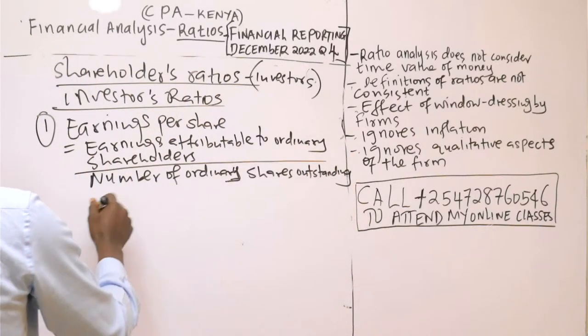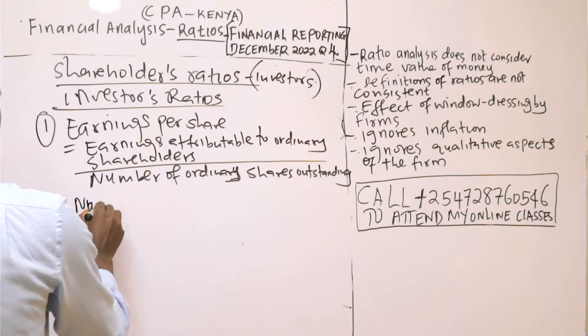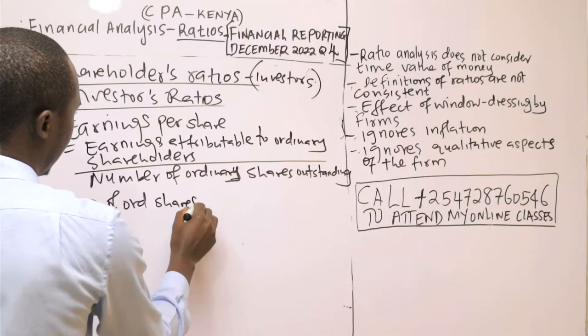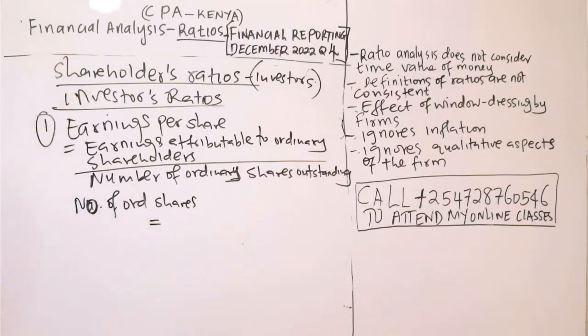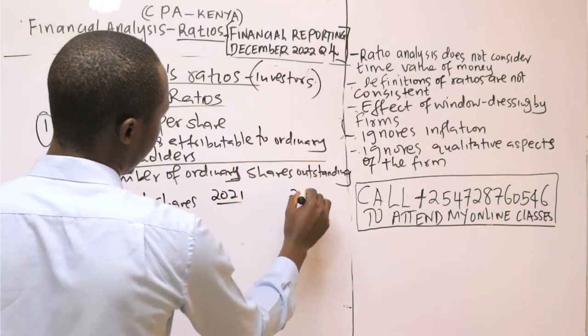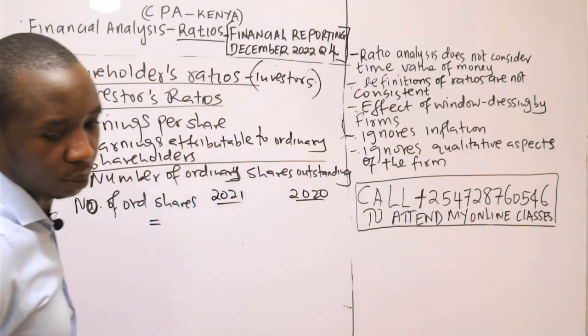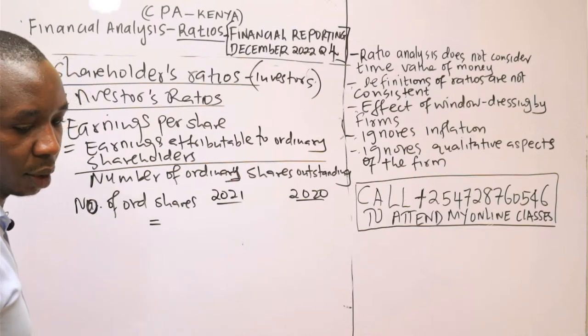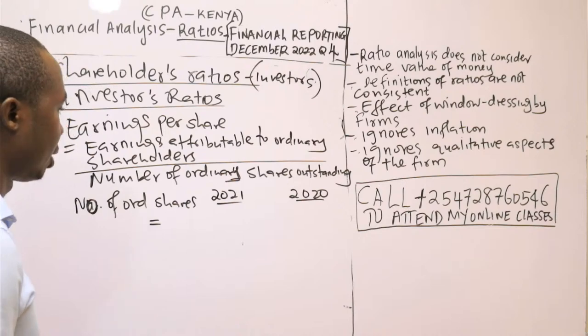So how do you get the number of shares outstanding? Let's get the number of ordinary shares. Remember that we have two years, 2021 and 2020, because we do it for the two periods. If you go to the statement of financial position, you have the ordinary share capital. Then you are told the price per share.